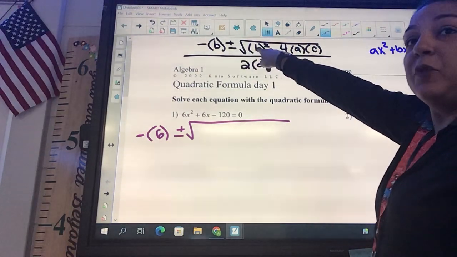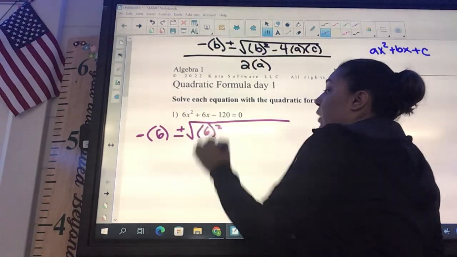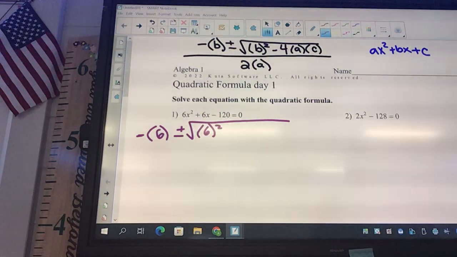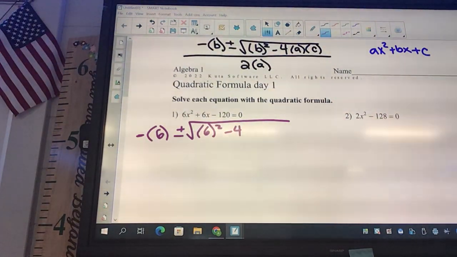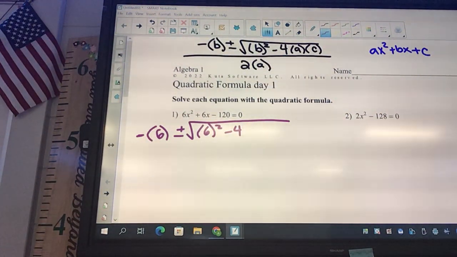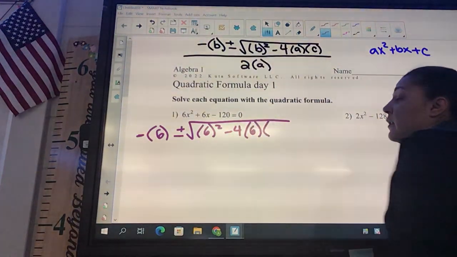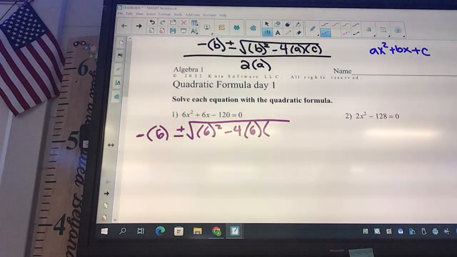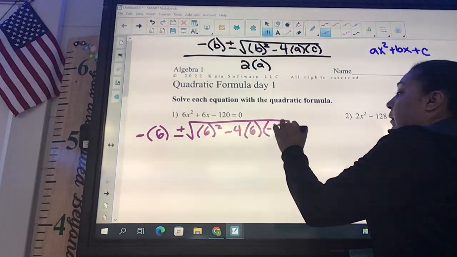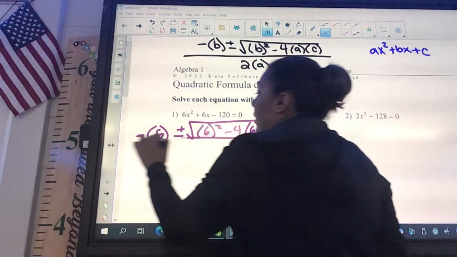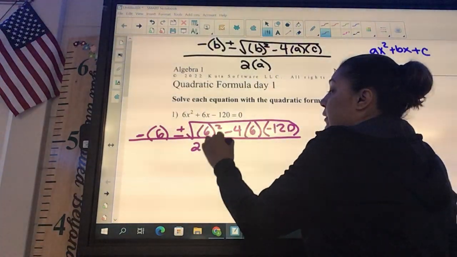And then again, we have a b. So we're going to put 6 squared minus 4. Then what comes next? Our a, which is 6. And then our c, negative 120. All over 2, and our a is 6.